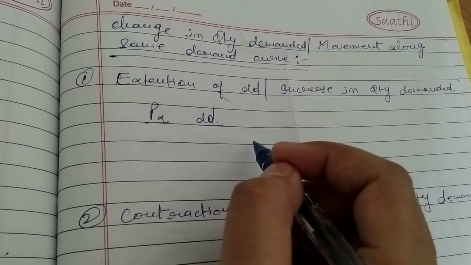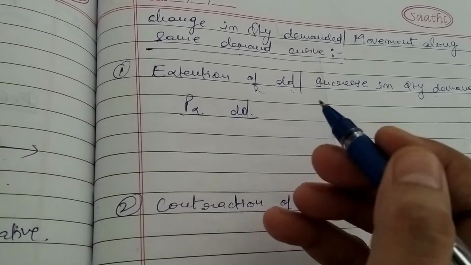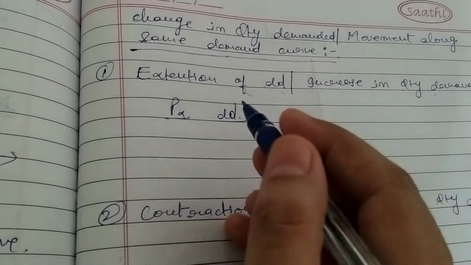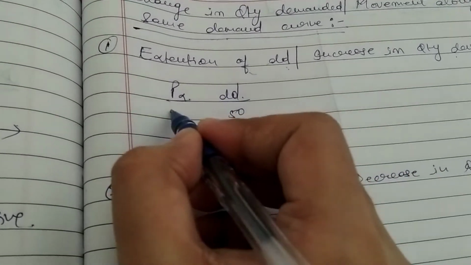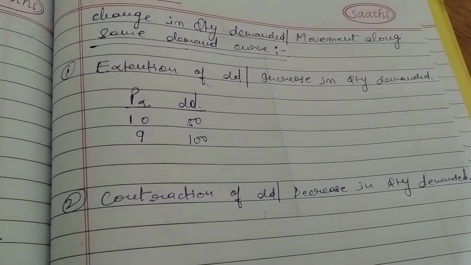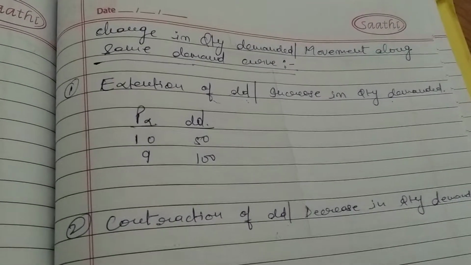So first I will discuss extension of demand. Extension of demand means more demand at a lower price, keeping other factors constant. More demand at lower price means when the price of a commodity falls, demand for the commodity increases. Quantity demanded for a commodity increases.